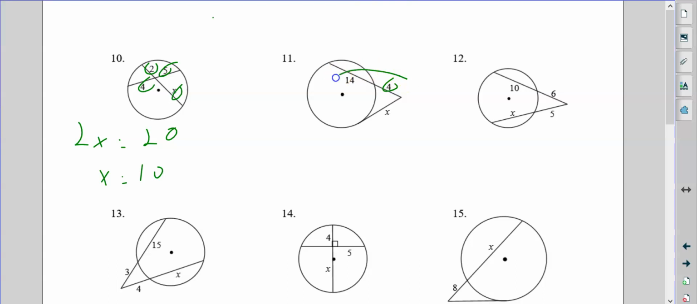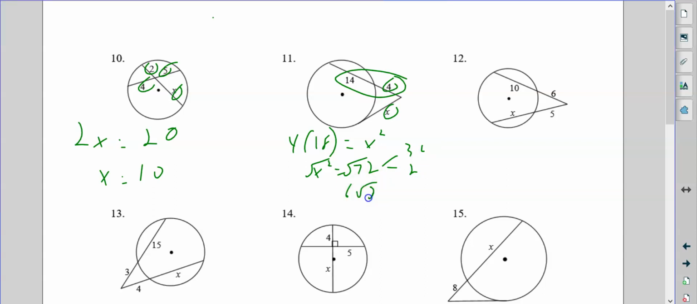Here is part times whole equals this squared. So 4 times 18, not 14, equals x squared. So that means x squared equals 72. We square root both sides. 36 goes into it 2 times. So the square root of 36 is 6. So the answer is 6 root 2.